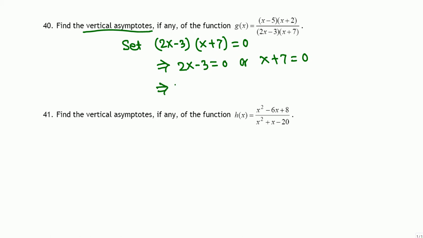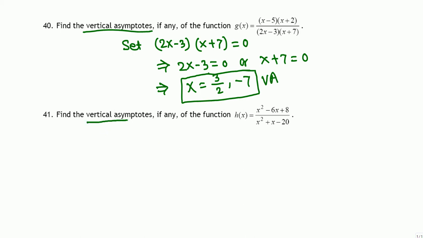This implies add 3 to both sides, and divide by 2. So x equals 3 over 2. And for the other one, subtract 7 from both sides, x equals negative 7. Negative 7 makes this part 0. And these are the vertical asymptotes.